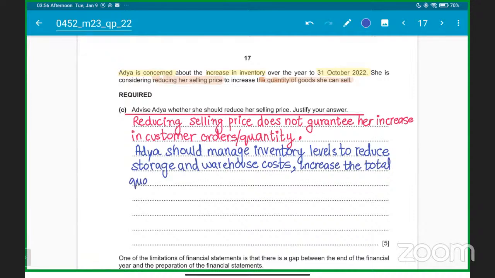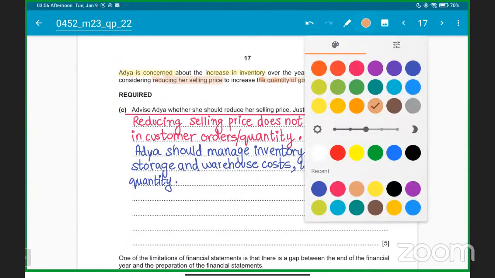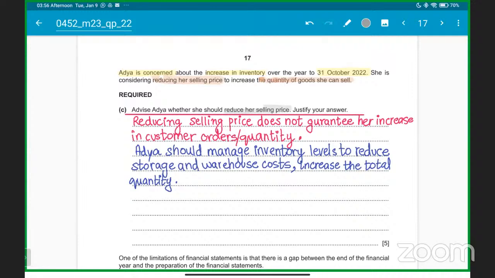Guys, any points you would like to add, anyone, about reducing selling price or not? Make sure first thing you should be clear about what you have to write on. You have to write whether she should reduce her selling price, some points on that. So you can say that points for reducing the selling price will be that if you reduce the selling price, it will help her increase the total quantity and it will reduce the storage and warehouse cost. Are you guys getting it clear? It may increase the total cash received from sales.